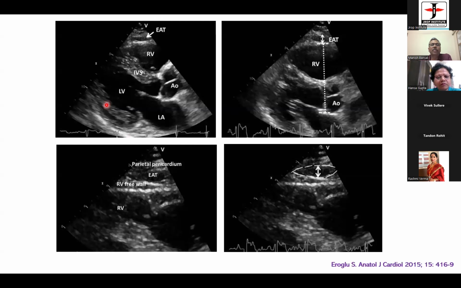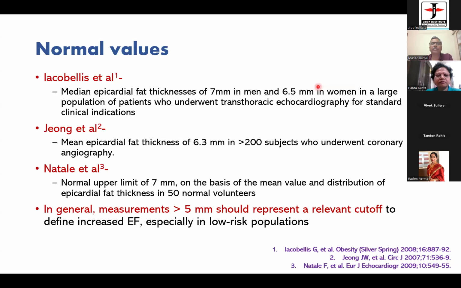Measurement should be done in parasternal long axis and short axis views. In the parasternal long axis view, it should be perpendicular to the aortic valve here. And in the short axis view, it should be at the level of mid LV. So short axis images are not here. These are tilted images. Actually, that slide I forgot to unhide, but basically it shows that at mid LV level, we measure epicardial fat thickness in short axis, and in parasternal long axis, it is directly perpendicular to the aortic valve.